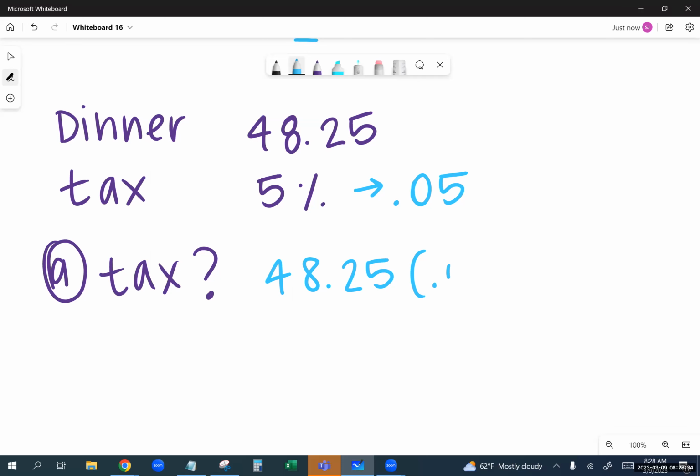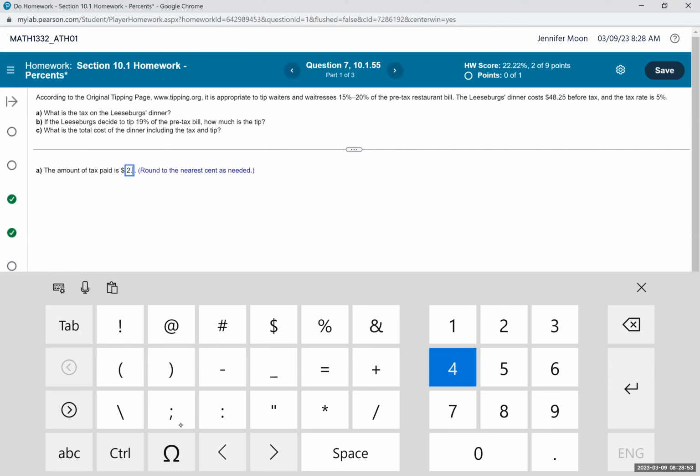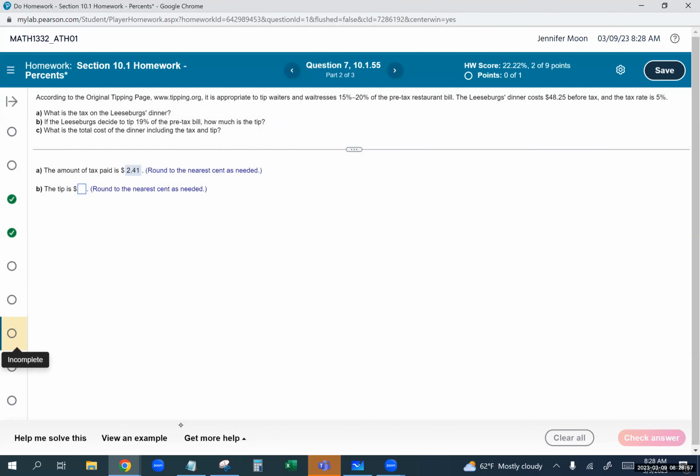So I'm going to multiply this by 0.05. And then I grab my calculator and turn it on. Clear, clear, clear. 48. Thank you. So the tax on your dinner is $2.41. And that's all it wants, just what the tax amount is right here. And it tells you excellent.